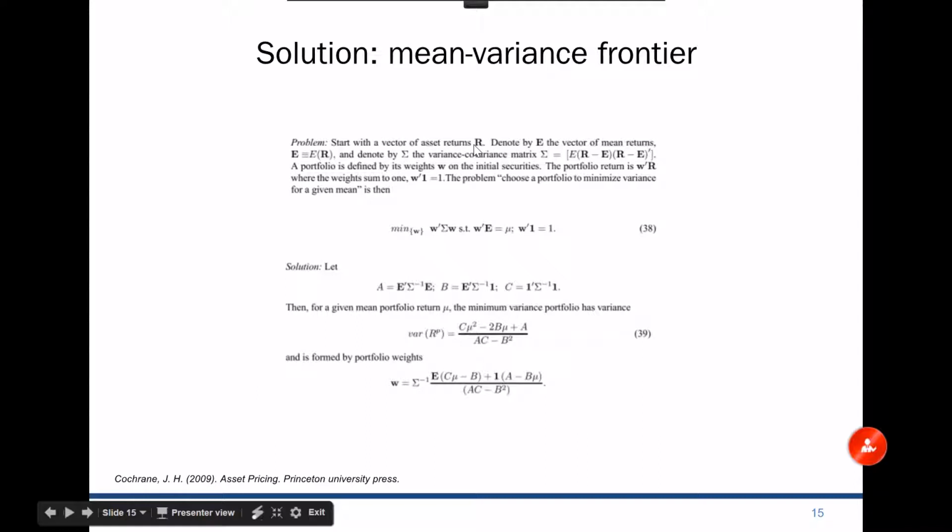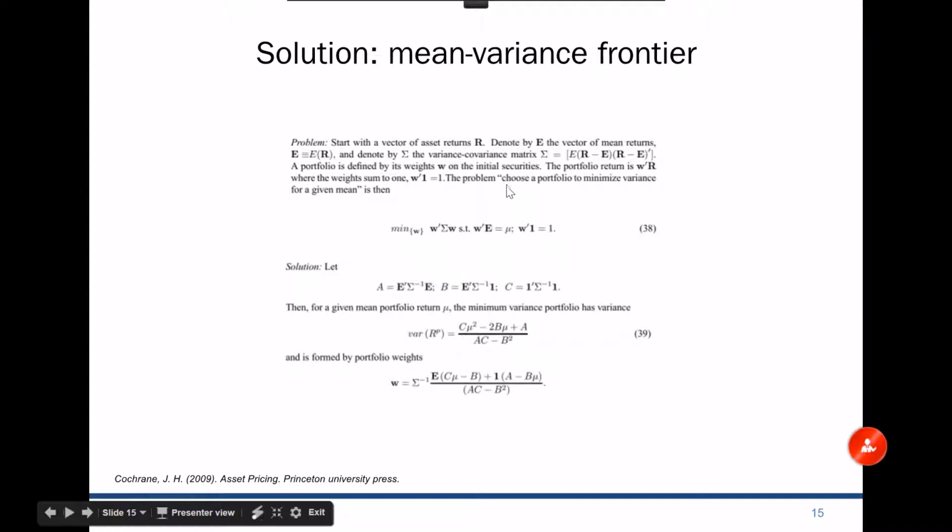Start with the vector of asset returns R, denoted by E, the vector of mean returns. E is therefore the expectation of R. And denote by sigma the variance covariance matrix. Covariance matrix is the same as variance covariance matrix. By definition, it is E prime. A portfolio is defined by its weight W on the initial securities. The portfolio return is therefore W prime R, where the weights should sum to 1.